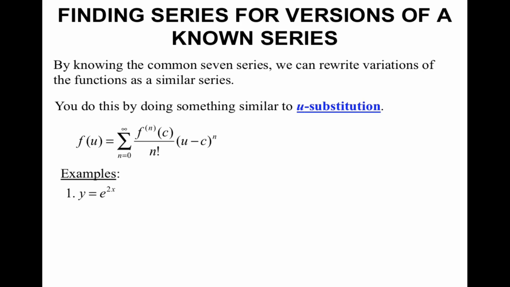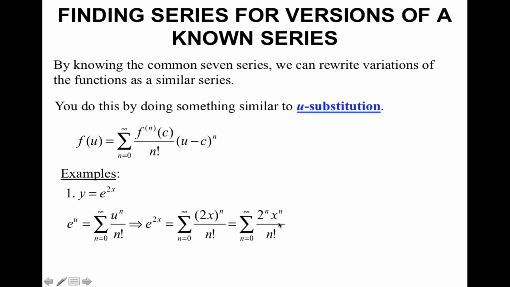So for example, if we have y equals e to the 2x, well, that's pretty familiar to e to the x. So instead of using e to the x, I'm going to use e to the u. And so this would be my e to the u series, and instead of in terms of x, it's in terms of u. And since I'm letting u equal 2x, that means I'm going to replace u with 2x. So you can either say that this is your series, or if you wanted to expand out with the exponent properties, you would get the following series.